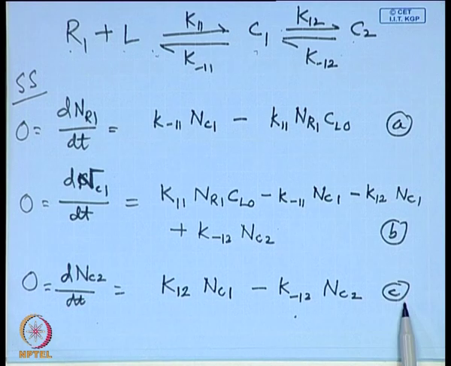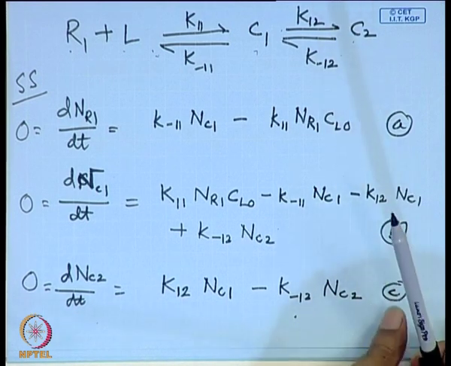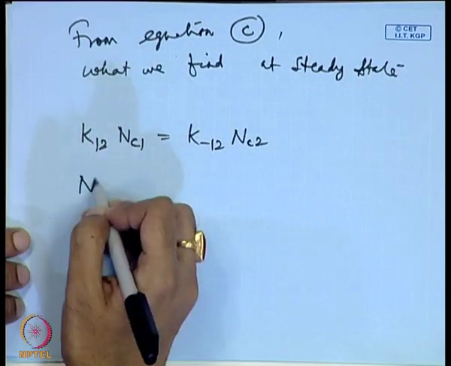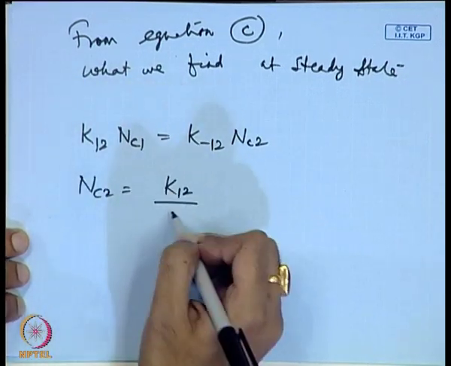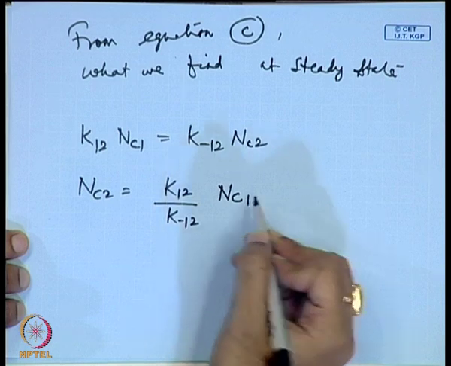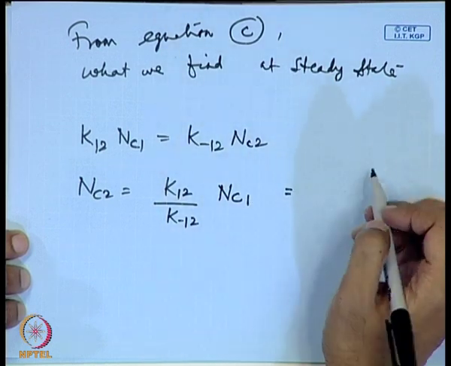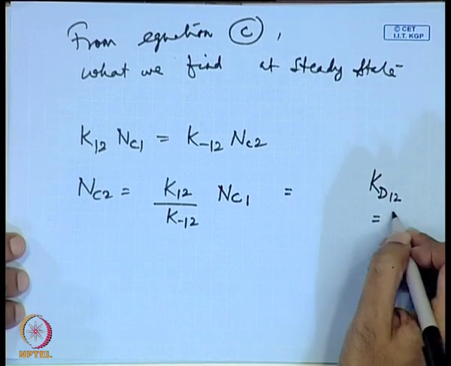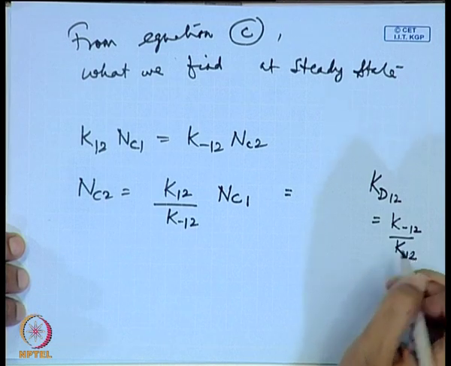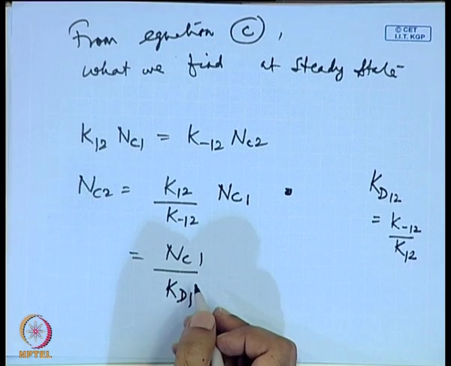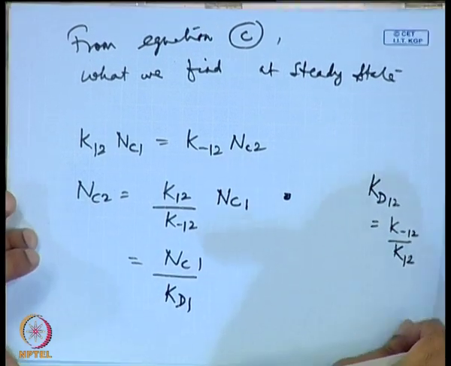So, what we do is first equate the simplest one, the last one, to be equal to 0. So, this is what we get. What we immediately get is that NC2 equals K12 over K minus 12 times NC1, or in other words, if KD12 is written as K minus 12 over K12, then this is written as NC1 over KD1. So, that is what I get.